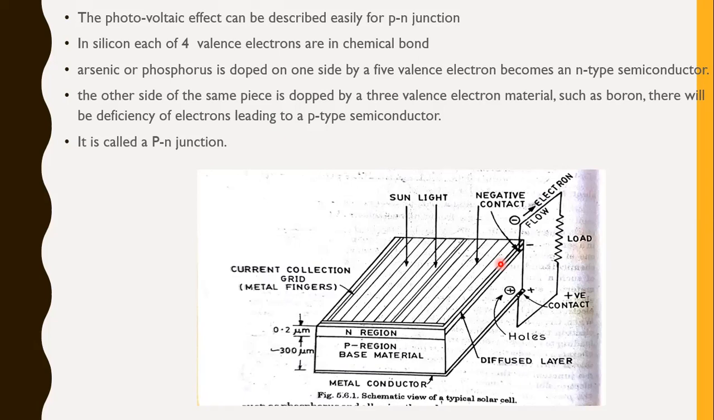All such cells generate direct current, which can be converted into alternating current if you want. The output we get is direct current, DC. It can be converted into alternating current according to our applications. So for the required application, we can convert the current as desired.